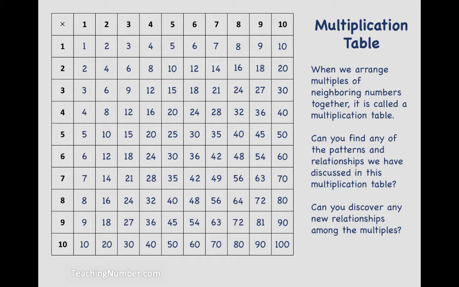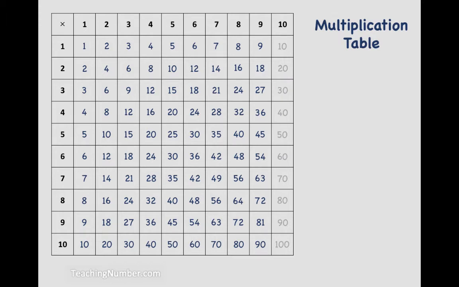Pause the video and make a list of all of the patterns and relationships you can find in this multiplication table. Since we've been talking about multiples of base 10 digits, I'm going to gray out the multiples of 10 for now. So the first thing that I looked for was 10. Where does 10 appear in this multiplication table?